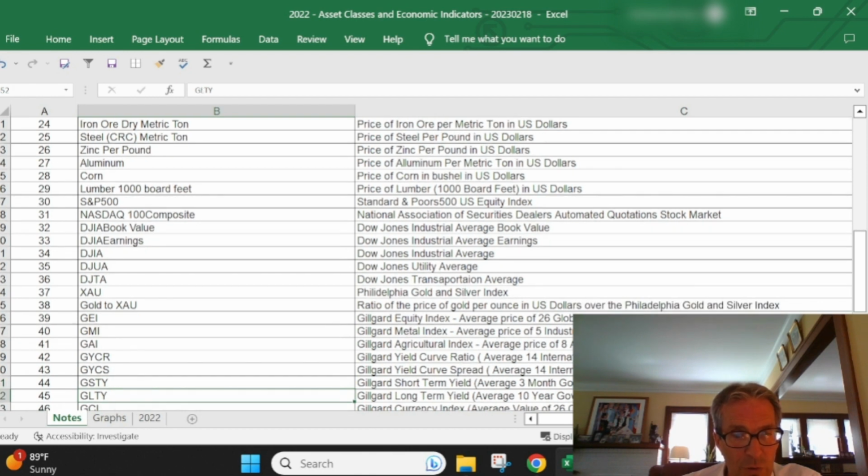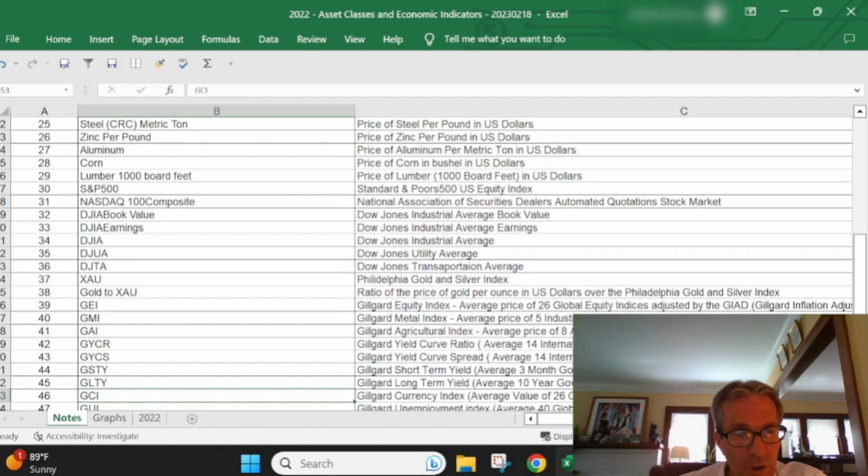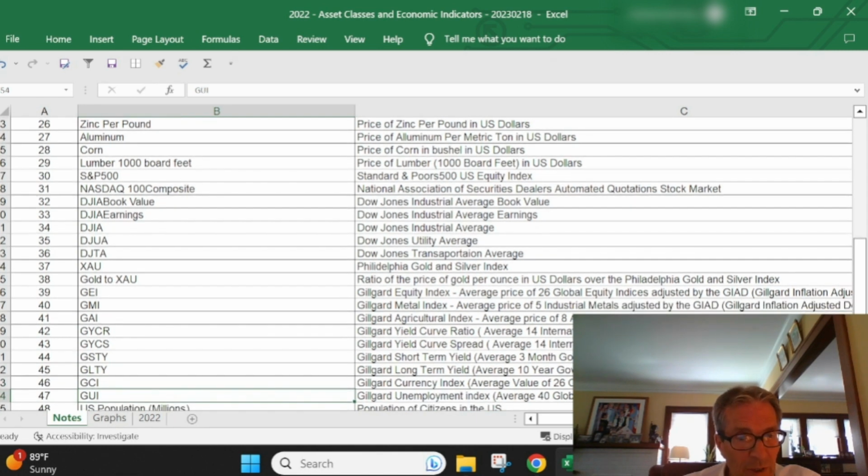Gilgard long-term yield. Again, look at 14 countries, and you might be asking me, why are we only looking at 14 countries? Those are the only countries that I have information covering a generation, 14 years. Gilgard Currency Index. And this is the same number as stock markets that I cover. It's 26. Gilgard Unemployment Index.